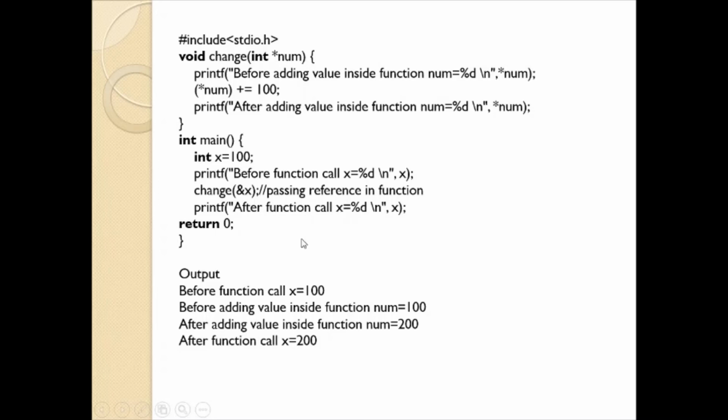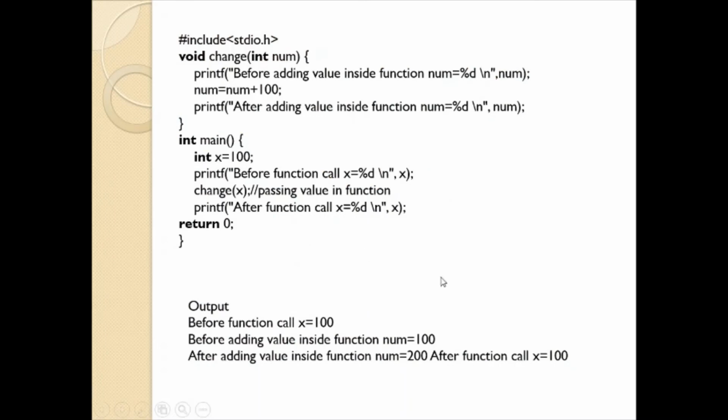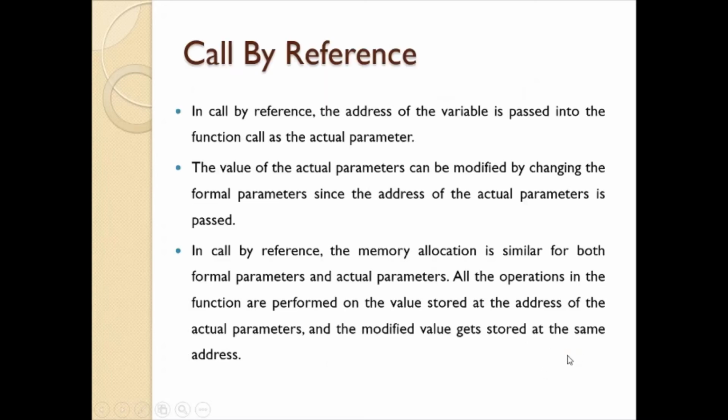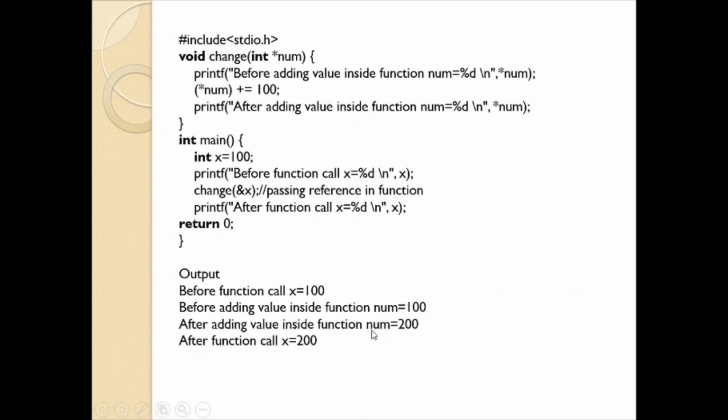So that is the change here. Here you can observe the value of x after modifying formal parameter was 100 only, but here after modifying the formal parameter, the value of x is 200, because both actual and formal parameters will be pointing to the same memory location in call by reference technique.